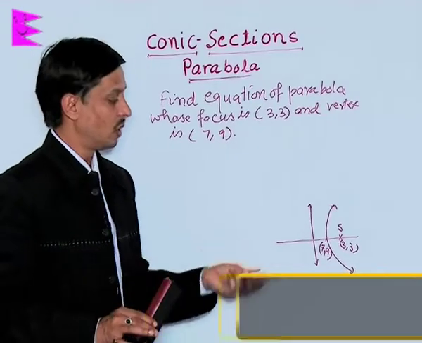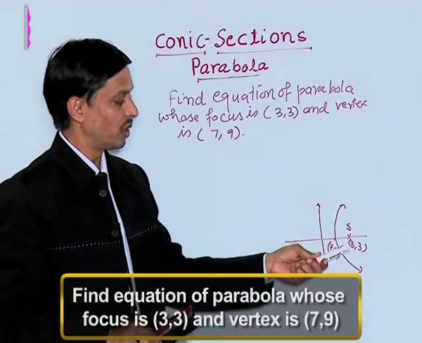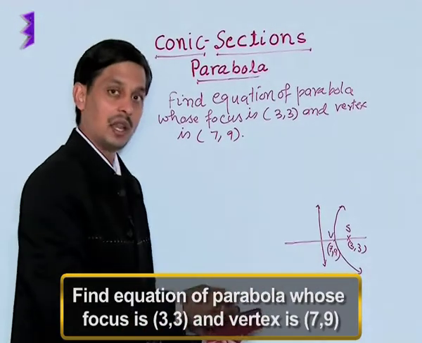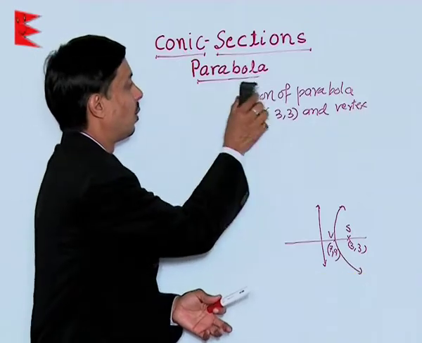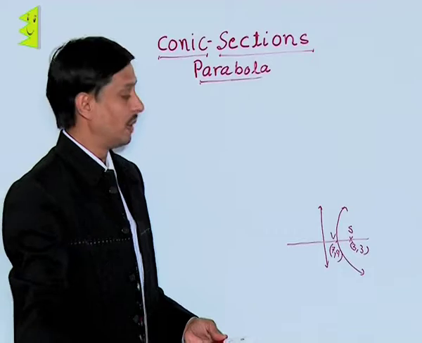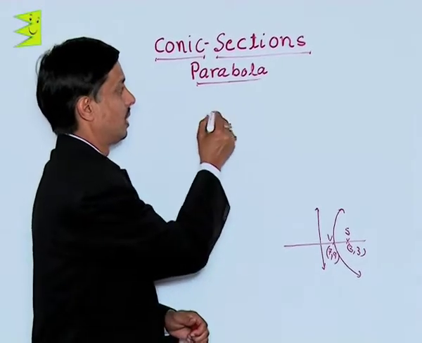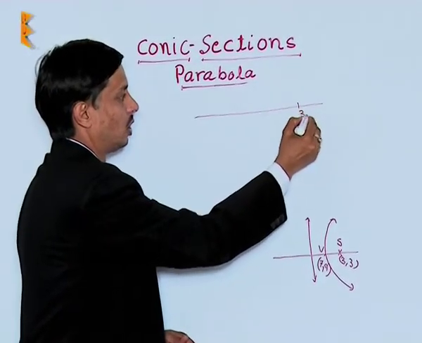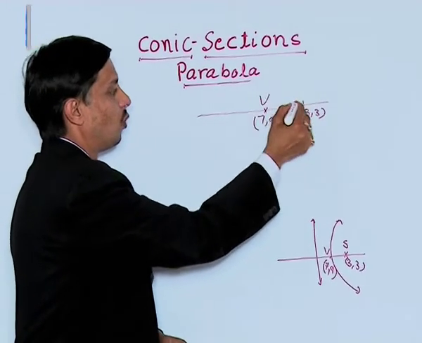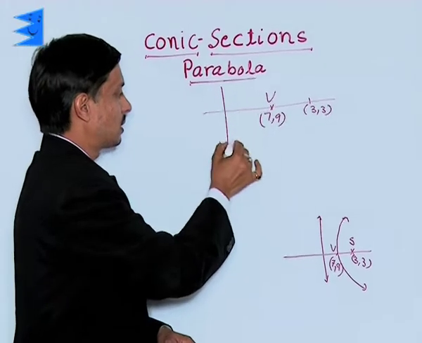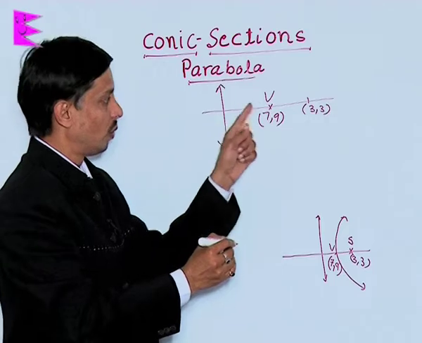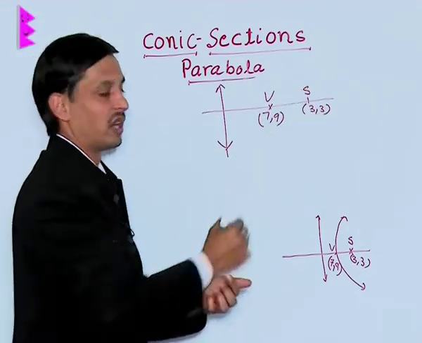So the problem is: find the equation of that parabola whose focus coordinates are 3, 3 and whose vertex is given by 7, 9. How will we proceed? Now I will explain after removing this question. We have focus 3, 3 and we have vertex 7, 9. We know that the directrix is at an equal distance from the vertex as the focus is from the vertex.